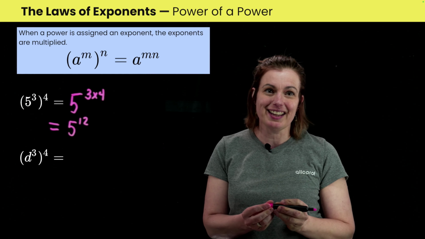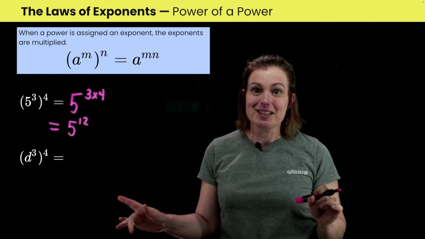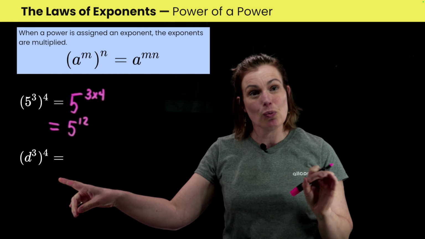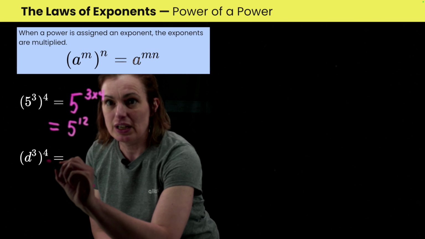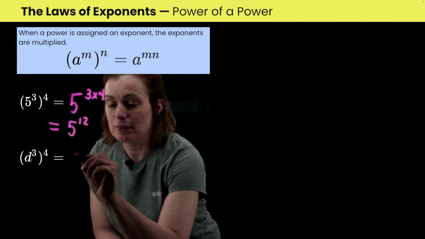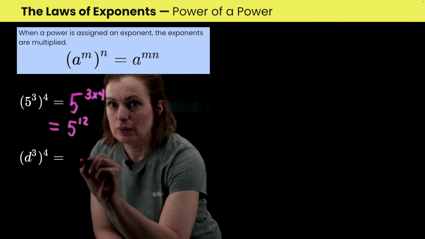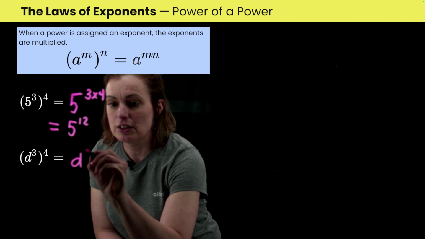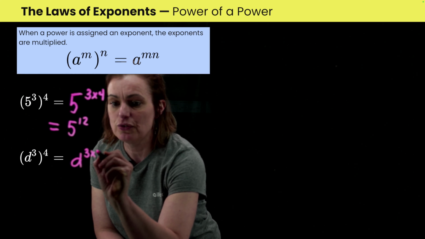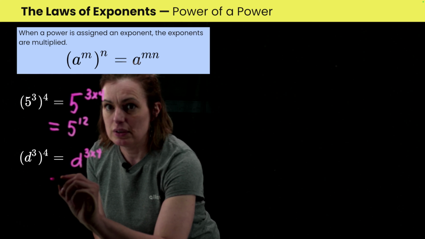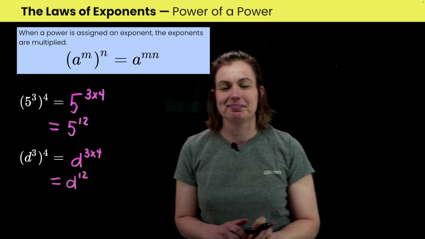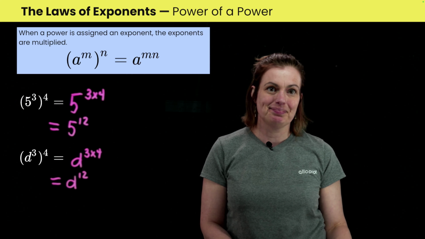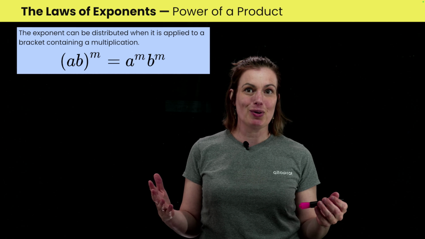Once again, you can probably see me coming with this, but it's going to happen the same way for the variable. So we don't change our base, but we're going to take those exponents, 3 and 4, and multiply them together. So d to the exponent 3 times 4 becomes d to the exponent 12. And we're done. So now we're going to talk about power of a product.